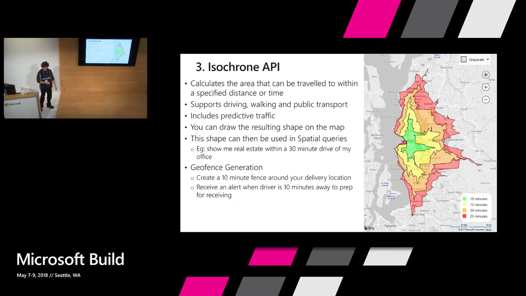This is one of my favorites, the isochrone API. Think of this as how far can I drive in a given amount of time? So here we're looking at Seattle, and we've got 4 concentric locations, and these were created at 10, 15, 20, and 25 minutes. So from the middle of Seattle, that's how far I can get. So besides drawing pretty pictures, what can you do with this? You can use it for spatial filtering of queries, where you say, well, I only want to see properties that are within a 20-minute commute of my work location. It's a really good example.